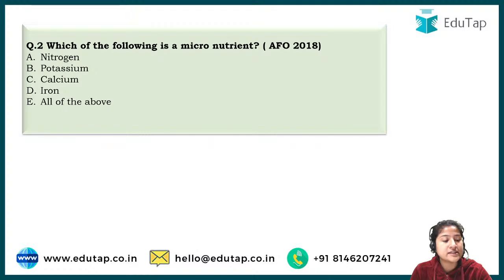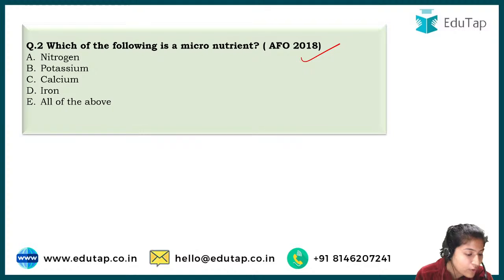Now let's move ahead to the next question, and herein it is question number 2, and it asks, which of the following is a micronutrient? So this is a question of AFO 2018. What we are doing is a mix of NABARD and AFO examination, and you have to tell the correct answer of this one. In the previous question, Dilip also said the correct answer, that was broadcasting.